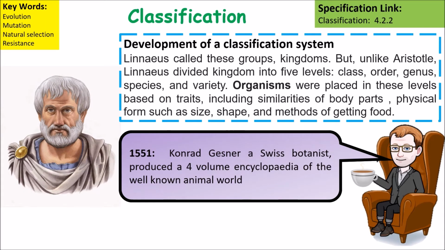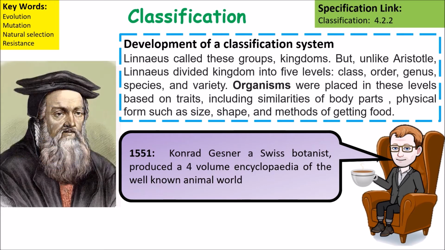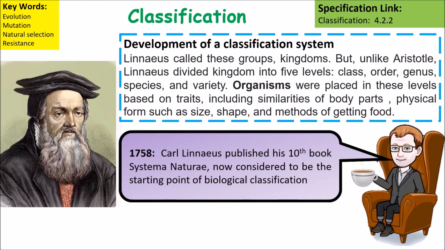In 1551, a Swiss botanist produced a more comprehensive 4-volume encyclopedia. Then the big breakthrough came in 1758 when Carl Linnaeus published his 10th book, which is now considered to be the starting point of biological classification.